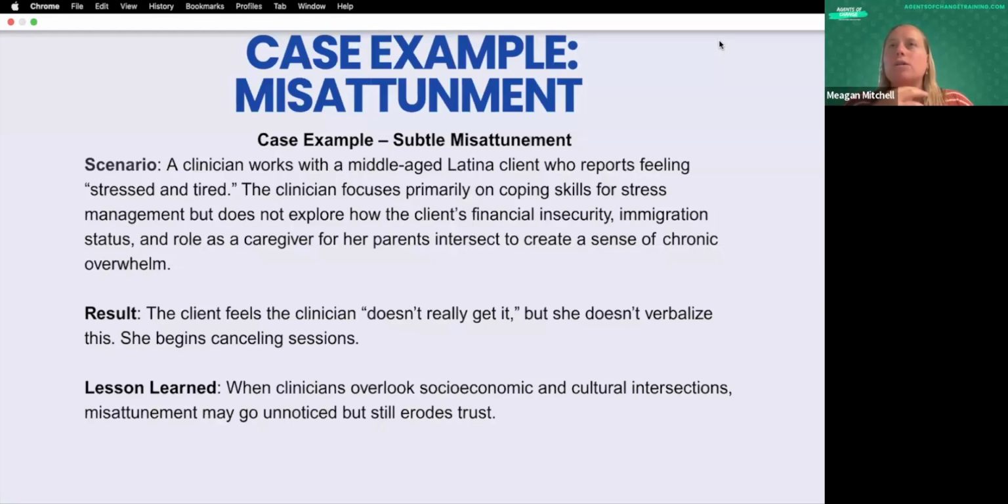Like, where was the misalignment here? Were we not a good fit? Did I miss some cues? And you can ask clients this: am I missing the mark anywhere? How are you feeling about the session?